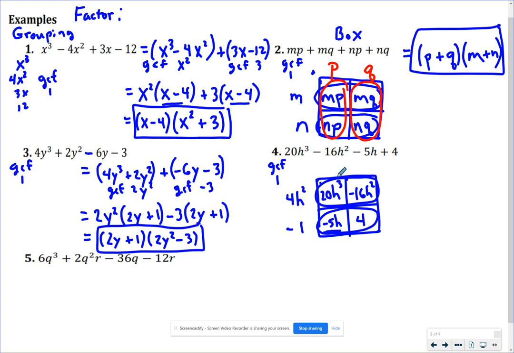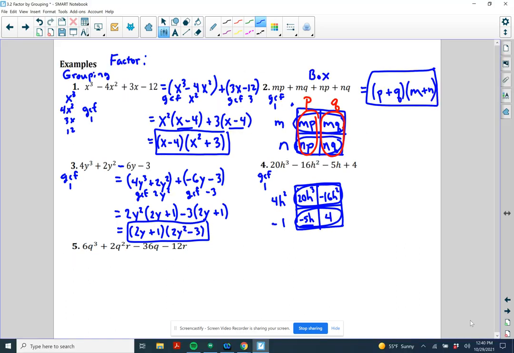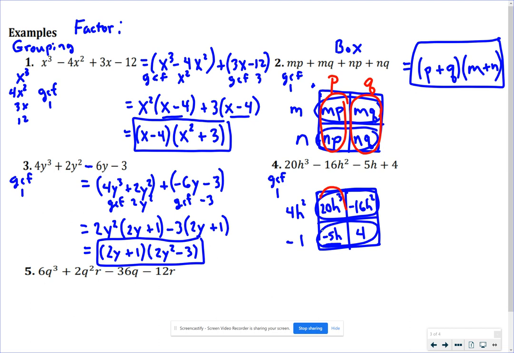Okay, now let's use the columns. So you have to do this for the rows and the columns, right? So we're going to go with the first column.